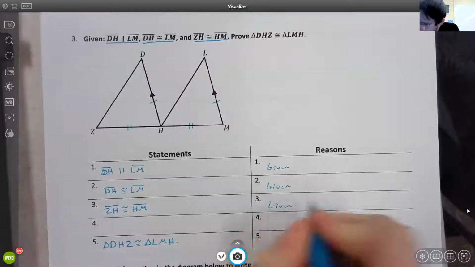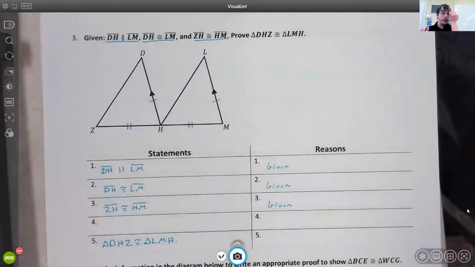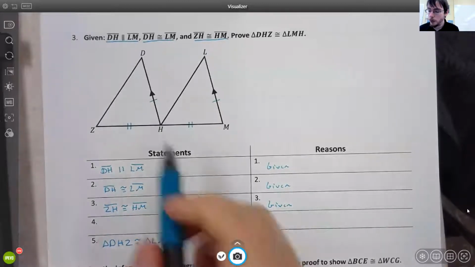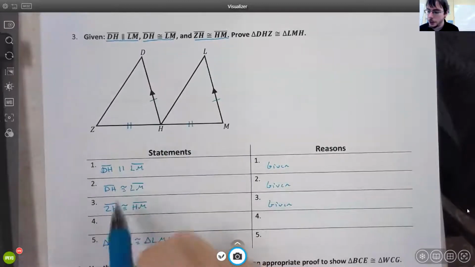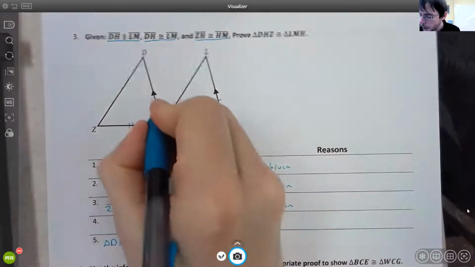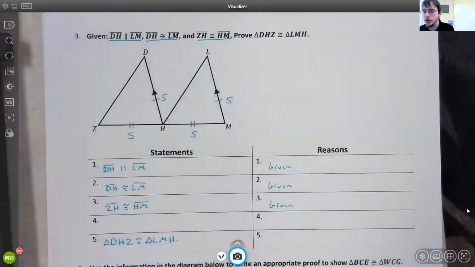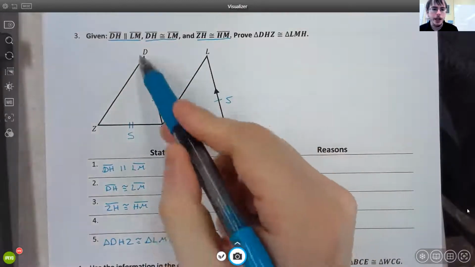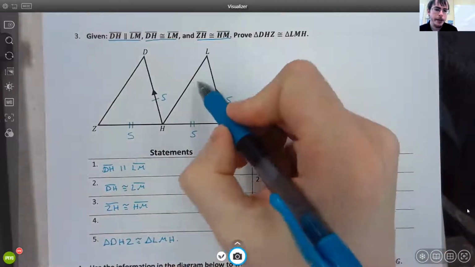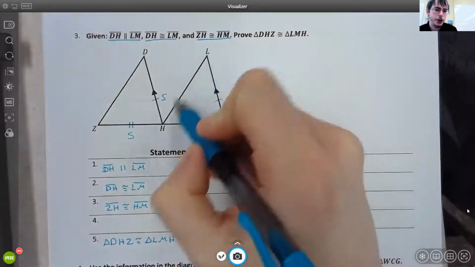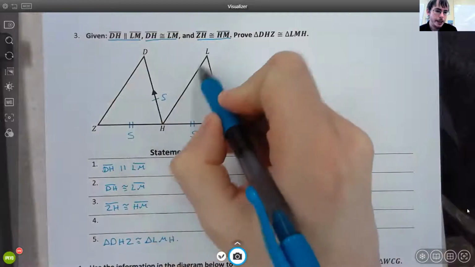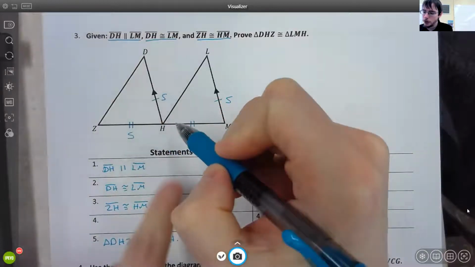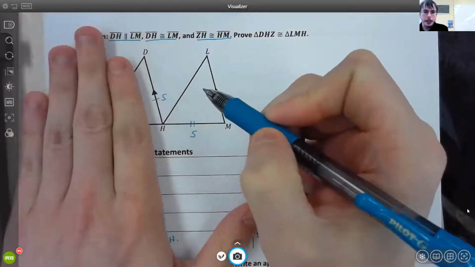Which is also given. Now, as you know, we need one more piece of information because we're only given two congruent sides here. Okay, so we need something else here. So let's see if we can figure out anything from our diagram. Now, if we look here, we have two parallel lines. And we see that LH acts as a transversal. Now, since LH acts as a transversal, we're going to cover this up here.